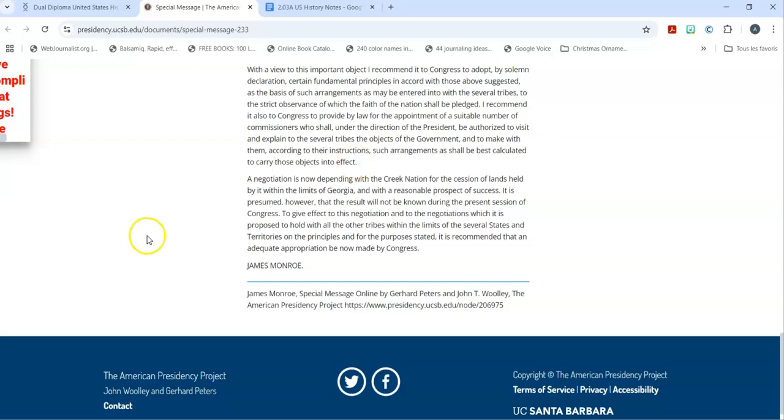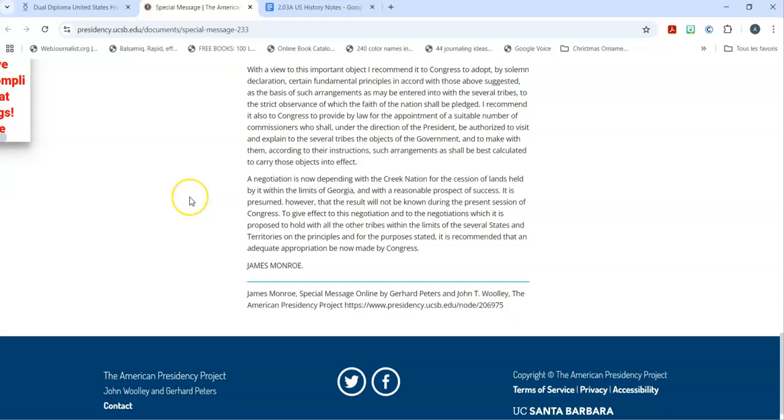A negotiation is now depending with the Creek Nation for the cession of lands held by it within the limits of Georgia, and with a reasonable prospect of success. It is presumed, however, that the result will not be known during the present session of Congress. To give effect to this negotiation and to the negotiations which it is proposed to hold with all the other tribes within the limits of the several states and territories, on the principles and for the purposes stated, it is recommended that an adequate appropriation be now made by Congress.